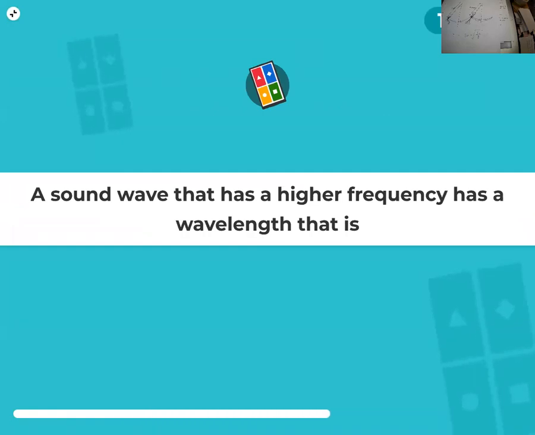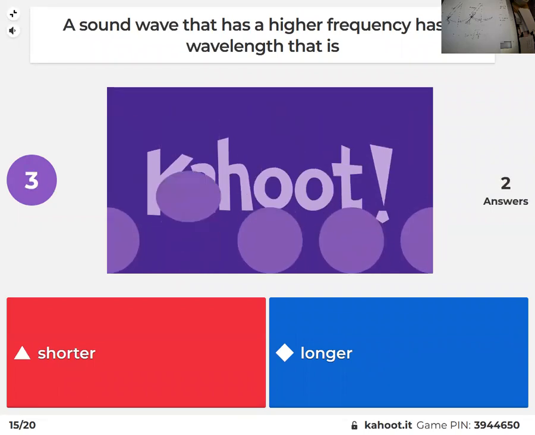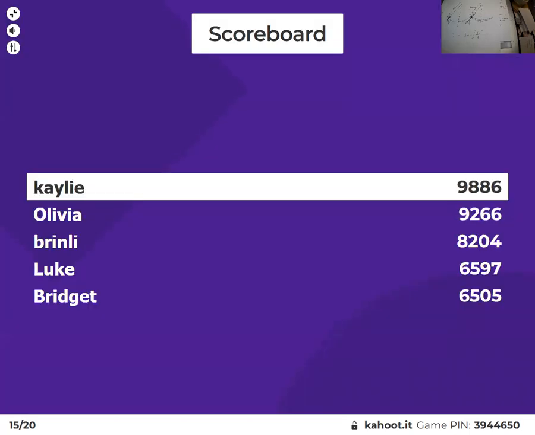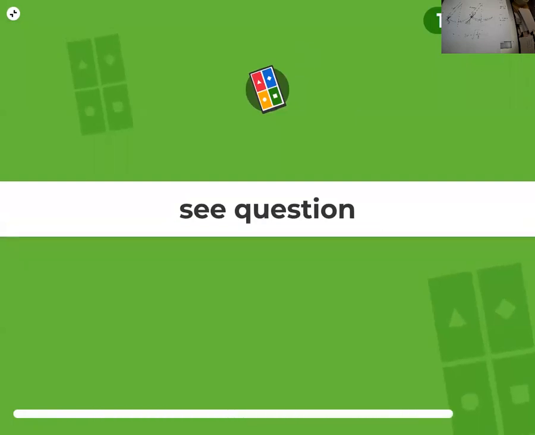A sound wave that has a higher frequency has a wavelength that is what? Yep, short wavelength. But if you multiply those two together, wavelength times frequency, that's the wave speed, and that's constant for some particular medium. So, for example, the speed of sound in air at some temperature. Higher frequency, smaller wavelength; lower frequency, longer wavelength. They're inversely related, wavelength and frequency are.